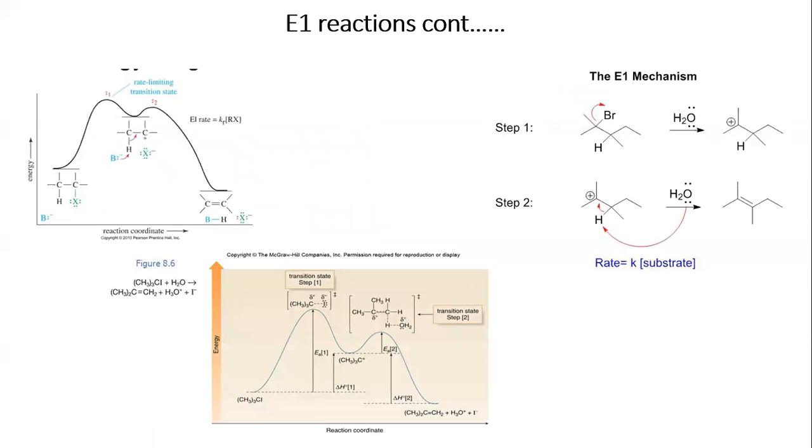So with E1, just to kind of show you again the steps of the mechanism. So here when we use, for example, water, which would be a base that could undergo E1 mechanism. So what happens is the bromine leaves, we form our carbocation, water attacks the hydrogen on the carbon adjacent to the carbocation, and then we get our alkene. And again, this is a two-step unimolecular mechanism. So with E1, typically these form with what we call weak bases.